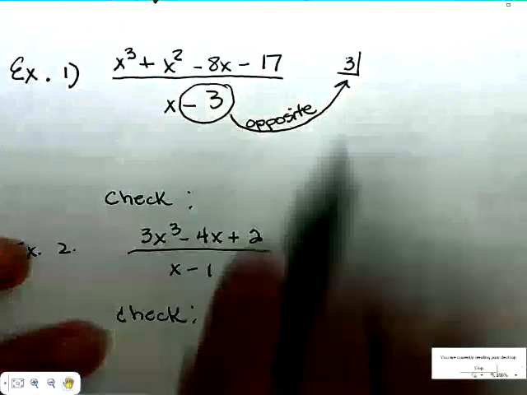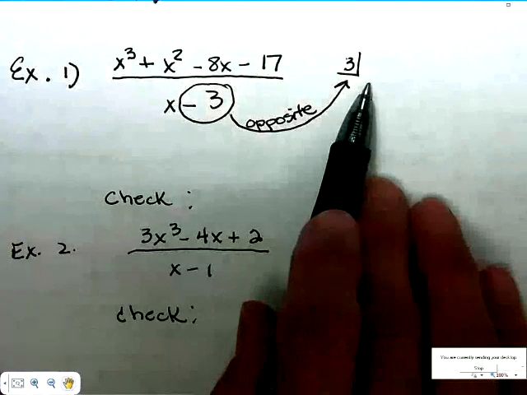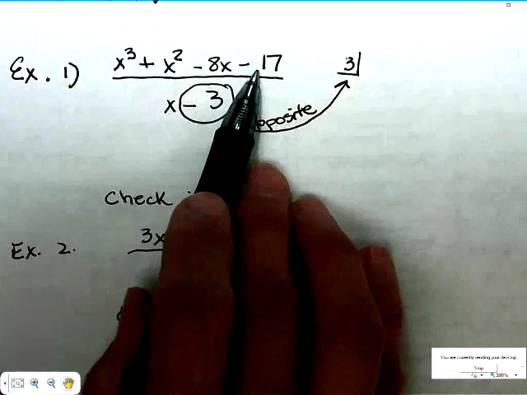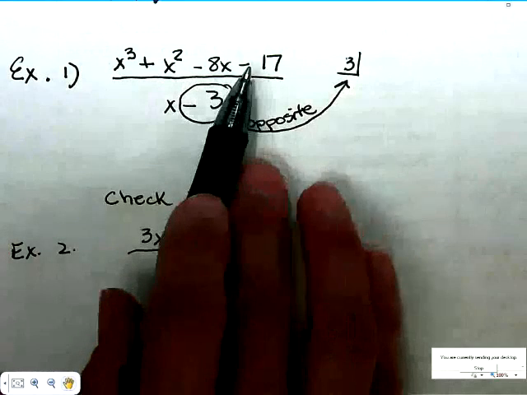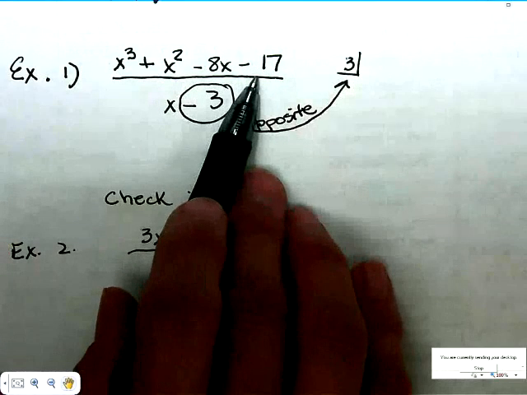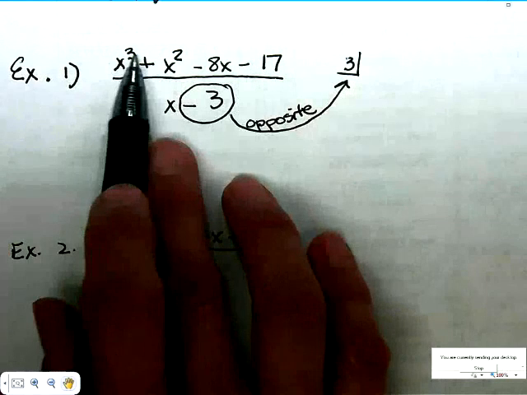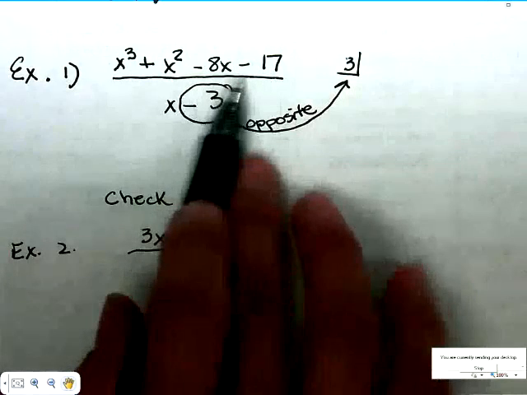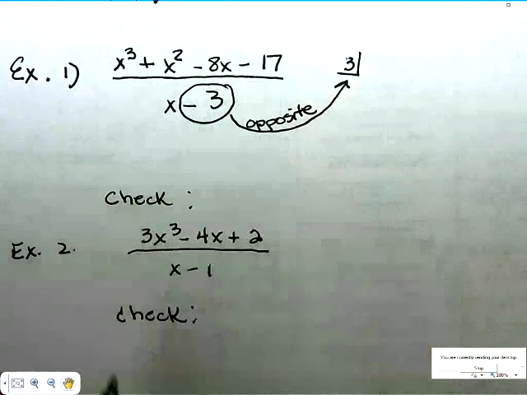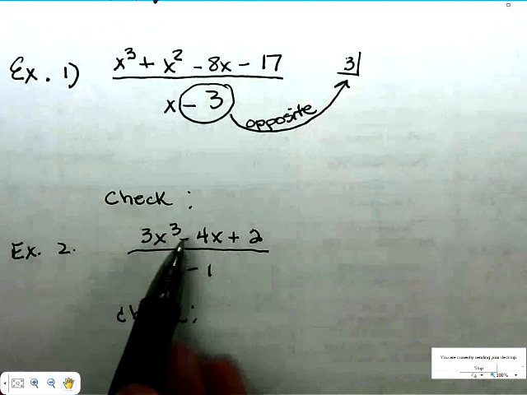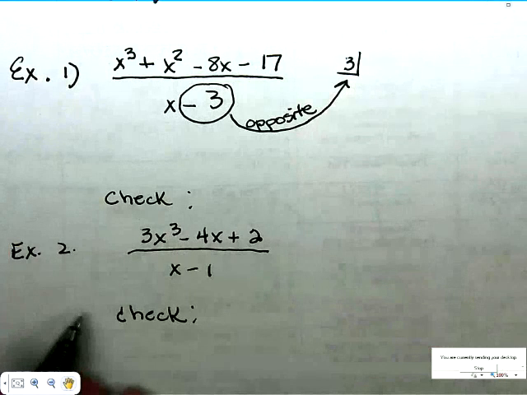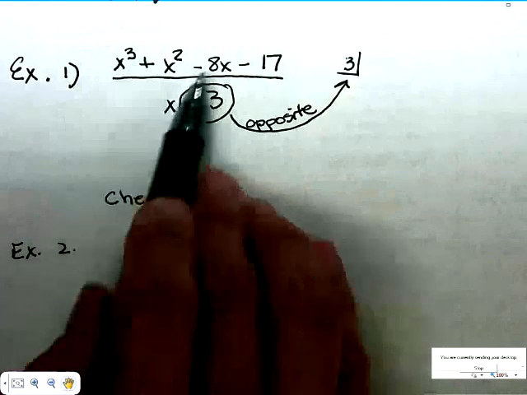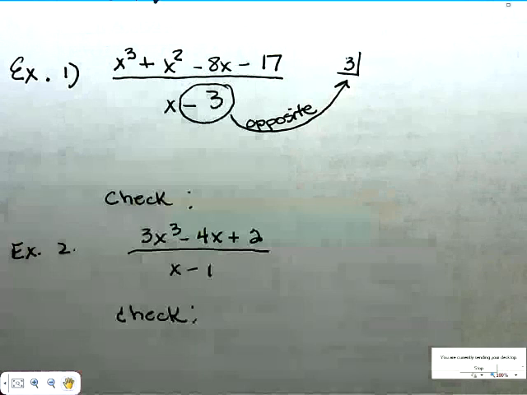Then out beside that box, you put the coefficients of the numerator. Make sure that the numerator's in descending order and see if it's missing any terms. By that I mean I have a third degree term, a second degree term, a first degree term, and a constant. So this numerator's not missing anything. This one is. I'm missing an x squared. I'll deal with it when I get down there. But this one's not missing anything, so the coefficients are 1, 1, -8, and -17.